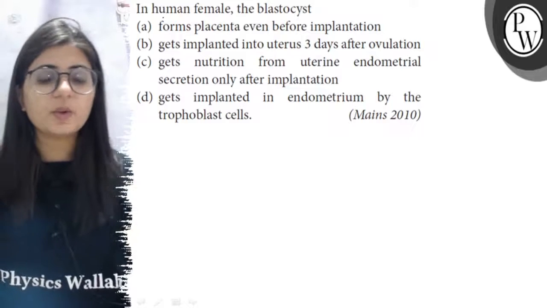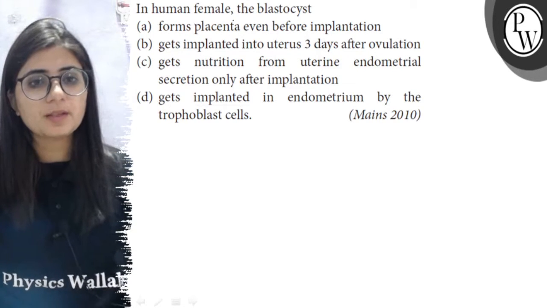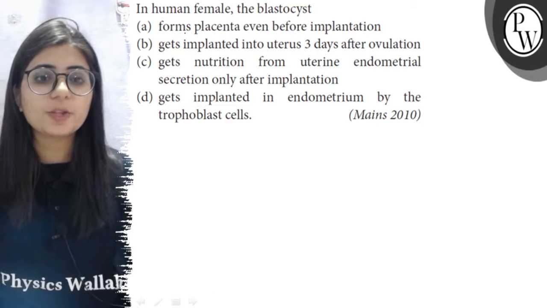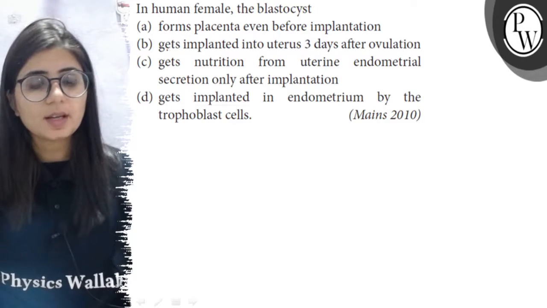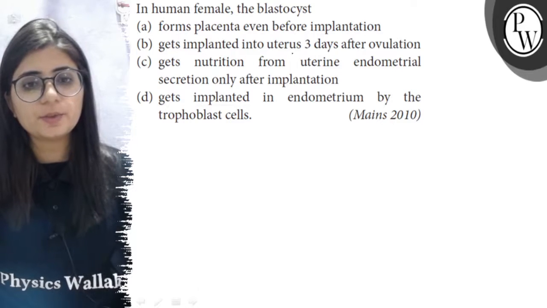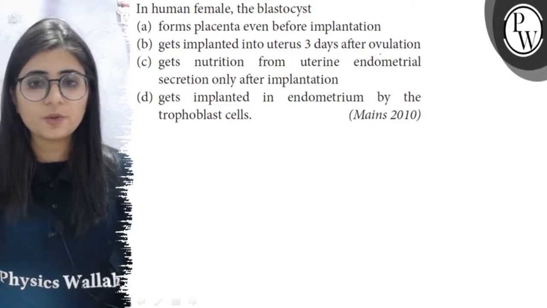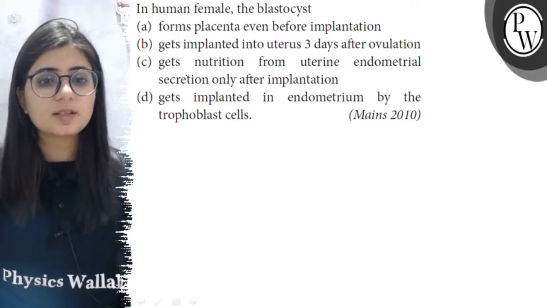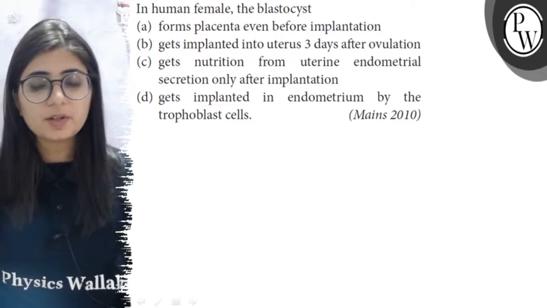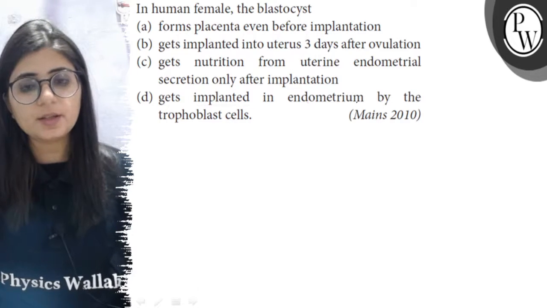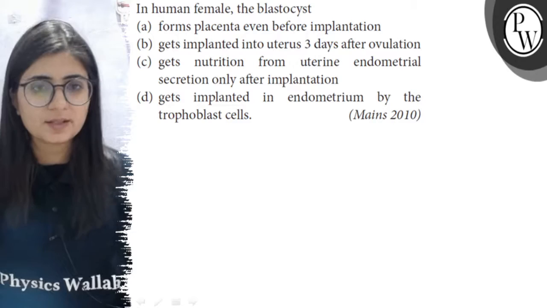Hello everyone, the question is, in human females, the blastocyst: A. Forms placenta even before implantation. B. Gets implanted into uterus 3 days after ovulation. C. Gets nutrition from uterine endometrial secretion only after implantation. And D. Gets implanted in endometrium by trophoblast cell.